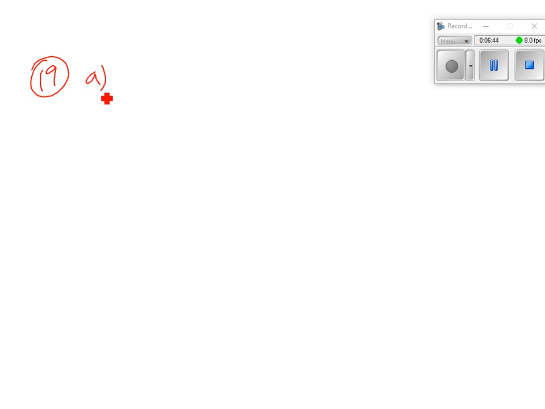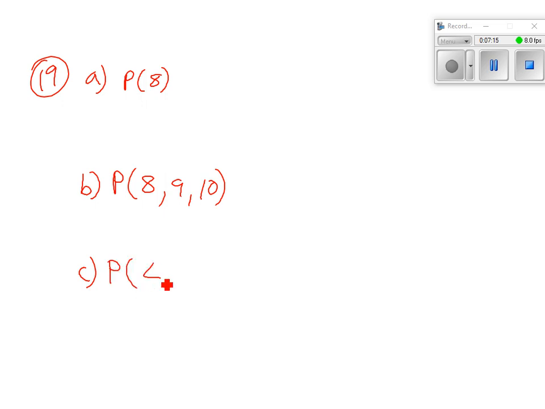So for part A, it's exactly 8, so we want the probability of 8. Part B, the probability of at least 8, that means 8, 9, or 10, right? This is not the proper way to write this. Don't go off to college and write it this way and think that your professor is going to be happy with you. You got the right answer. And then the probability of less than 8, I'm just going to do this.